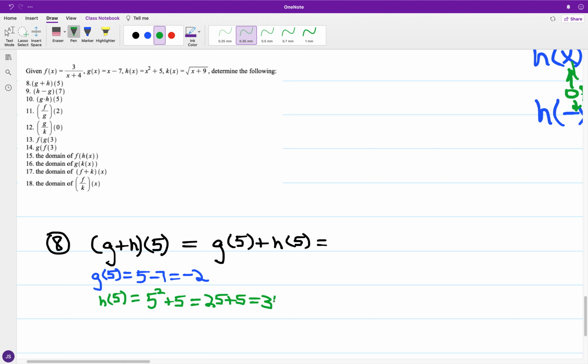And so with the inputs specified, g of 5 is negative 2, and we have plus h of 5 at 30. So we'll have negative 2 plus 30, and that result comes out to 28.